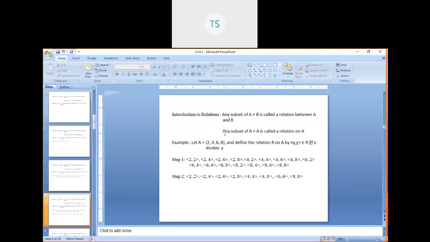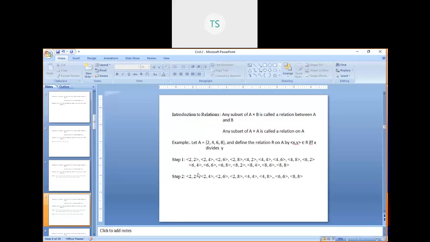So here in the relation, any subset of A cross A is called a relation on A. Now see, A cross A. What is A cross A? Our step 1, A cross A. All these elements are from A cross A. Is it clear? Now, from this A cross A, I have only these ordered pairs which will satisfy this particular condition.